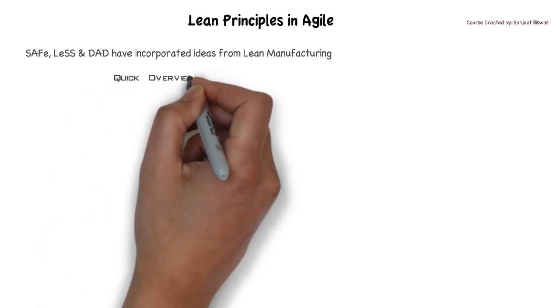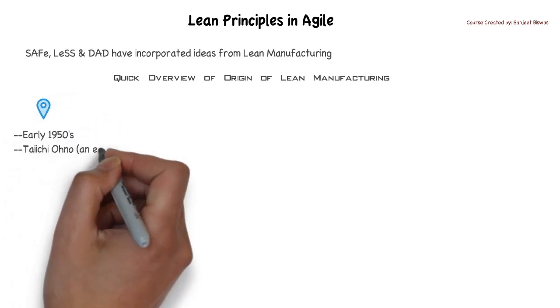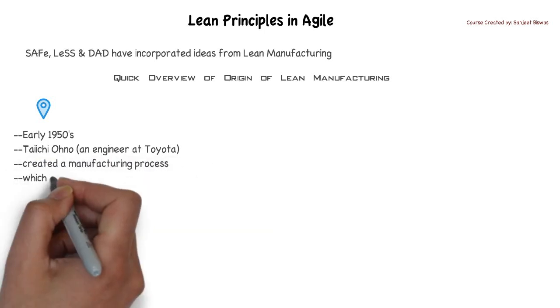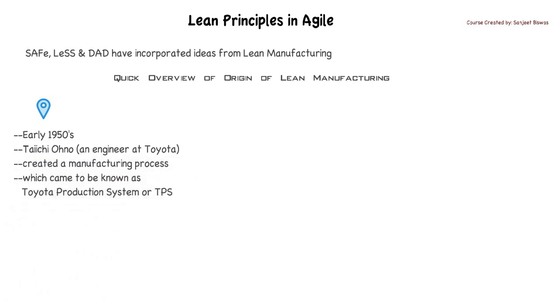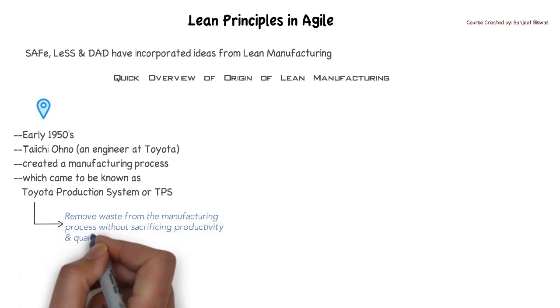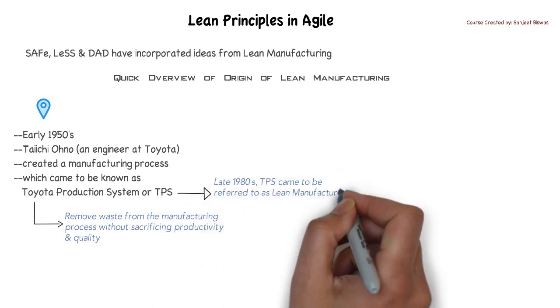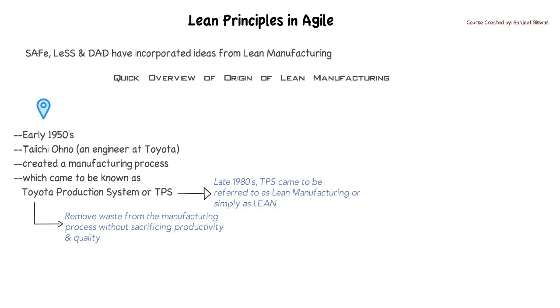In the last few years, some Agile frameworks that allow you to scale, such as SAFe, LESS, and DAD, have incorporated ideas from lean manufacturing. So let's do a real quick overview of the origin of lean manufacturing. Back in the early 1950s, Taiichi Ohno, an engineer at Toyota Motor Company, created a manufacturing process called the Toyota Production System, or TPS. The primary goal of TPS was to remove waste in the manufacturing process without sacrificing productivity and quality. In the late 1980s, TPS came to be known as lean manufacturing, or simply as lean.